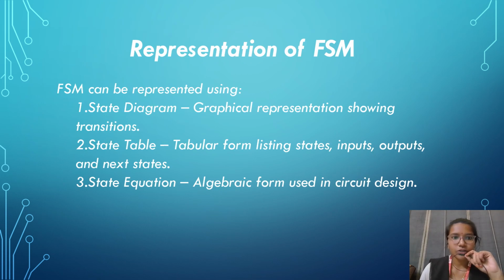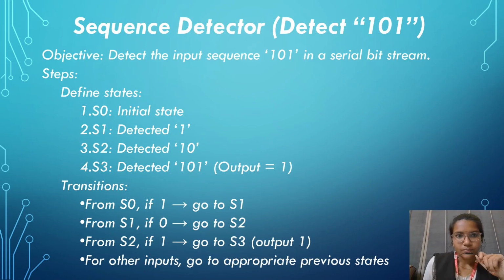Representation of FSM. FSM can be represented using state diagram, state table, equation. State diagram means a graphical representation showing transitions. State table is a tabular form listing states, inputs, outputs, and next states. State equation is the algebraic form used in a circuit diagram.